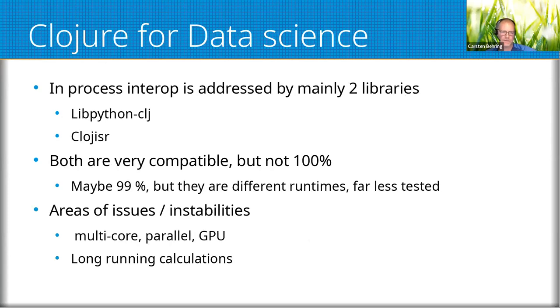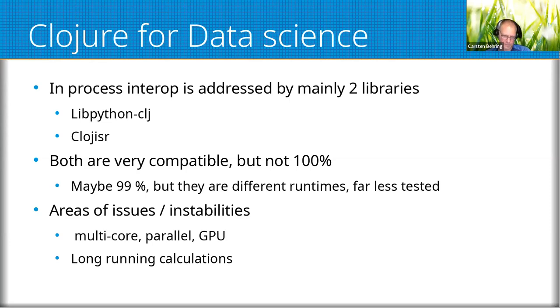There are two ways of interop. There is one way which I call in-process interop. That means that in some form we have an interop library, which for the case of Python and R are called libpython-clj and Clojisr. Basically there you write Clojure code and behind the scenes it gets transformed into Python or R code. I call it in-process, maybe it's even technically the right word, but in the end you write only Clojure.